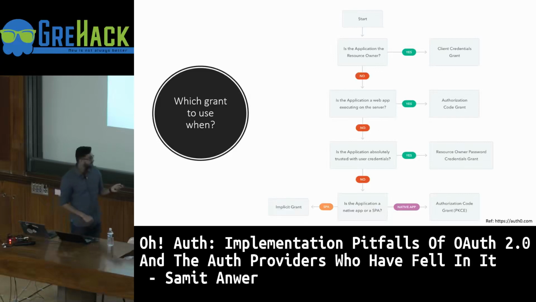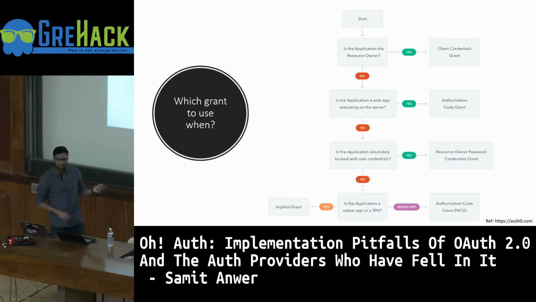And finally, if the application is a mobile app or a single page application, you go for the authorization code grant along with something known as proof key for code exchange, which we'll discuss in detail later on. This is also abbreviated as PKCE.